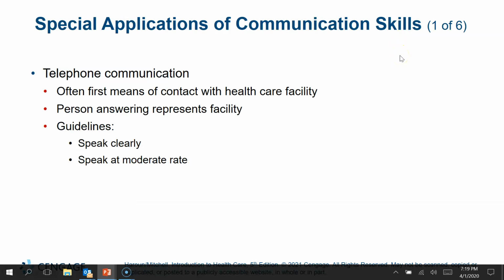Telephone communication is so important. I can't tell you enough. The first line, that person sitting at the front desk, is the most important person in that office because they are the first person that the patient interacts with. So if you have a crabby Appleton or a nasty person sitting behind that desk, people are not going to have a good experience in that office.